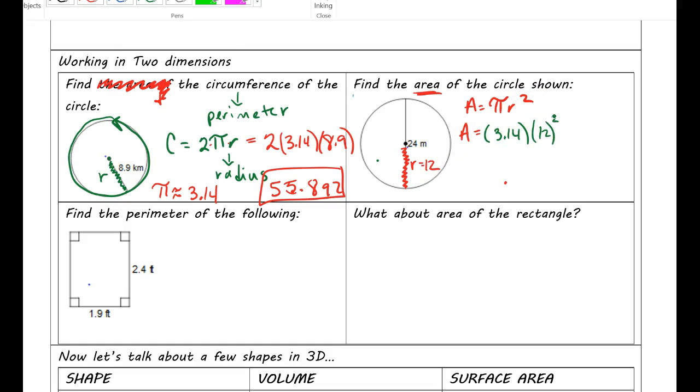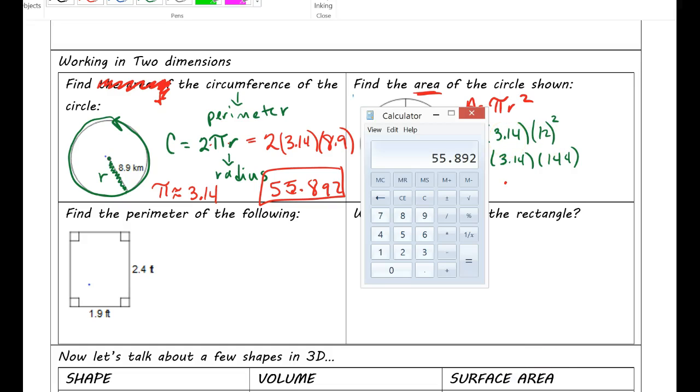Okay, do you remember what it means to square? Well, you just multiply that number times itself. So it's 12 times 12. And some of you already know that, right? 12 times 12 is 144. And I'm going to times that by 3.14. So back to my calculator. Let me hit clear. And it's 3.14 times 144.